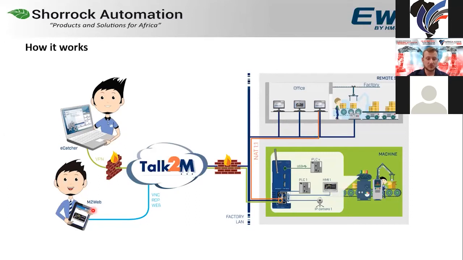The second route is what we call M2Web. The M2Web platform is purely web-based. This permits web visualization, remote desktop protocol for remote desktop connections, as well as VNC connections. Again, maybe to an HMI. By making use of this, you could potentially access from any web browser, whether on a cell phone or a PC, a different PC to the one that might have eCatcher installed on it, and create a VNC connection to an HMI, where you could have the capability of controlling the HMI remotely as if you were to have stood in front of it.